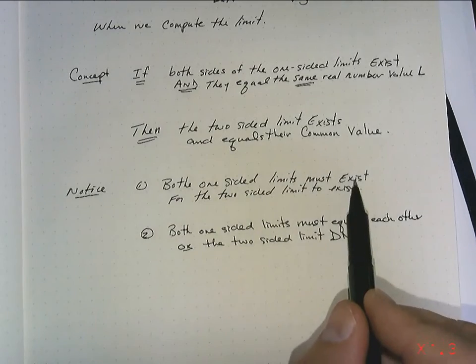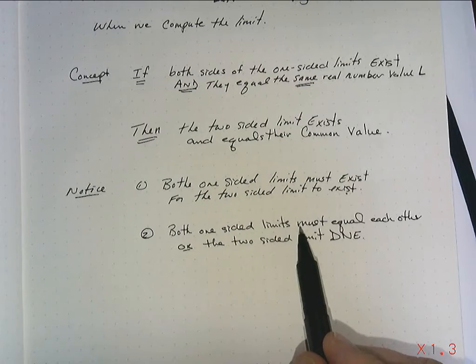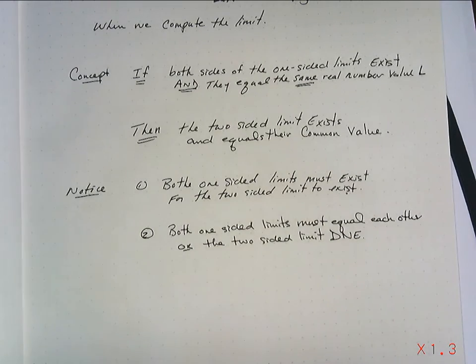Both one-sided limits must exist for the two-sided limit to exist, and both one-sided limits must equal each other for the two-sided limit to exist. If one of them's not true, the two-sided limit does not exist, period. End of conversation.